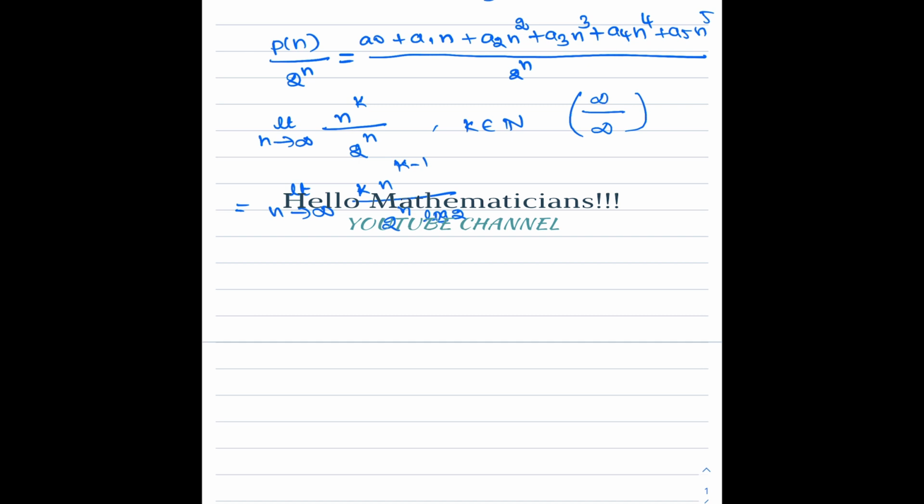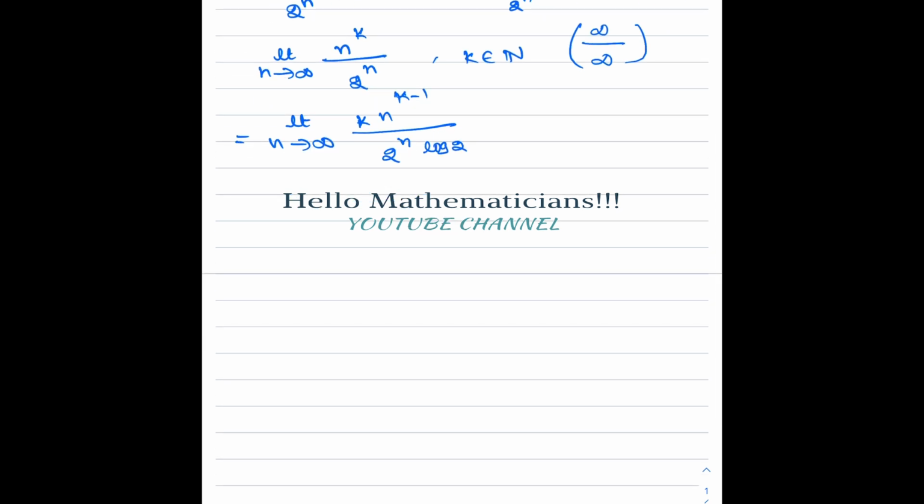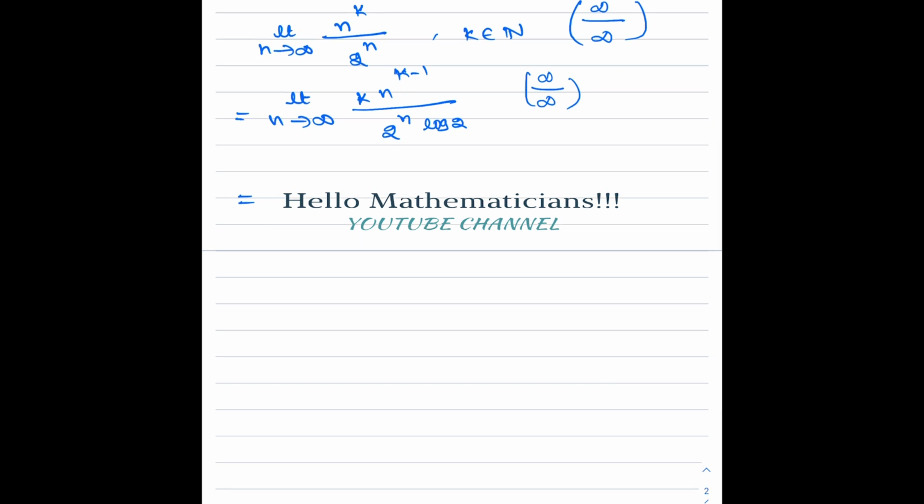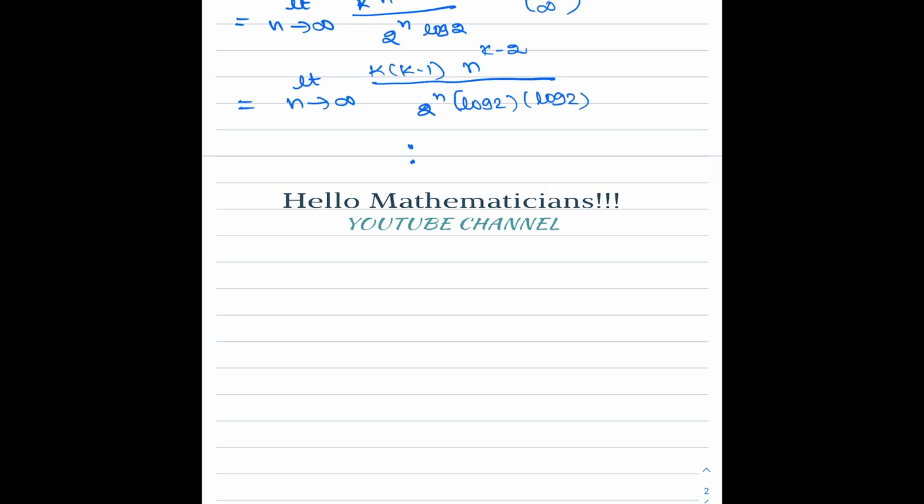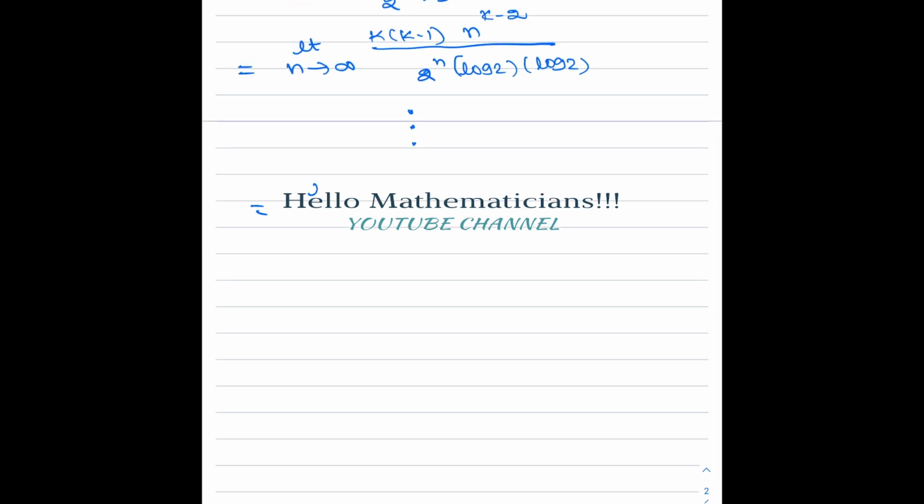Now the degree of n has decreased by 1. Again, this is of the form infinity by infinity, so again we can differentiate once. This limit is equal to the limit as n tends to infinity of k into k minus 1 times n power k minus 2 divided by 2 power n, and the log 2 remains, we get one more log 2 for this differentiation.